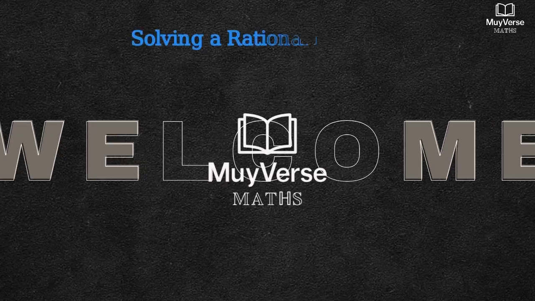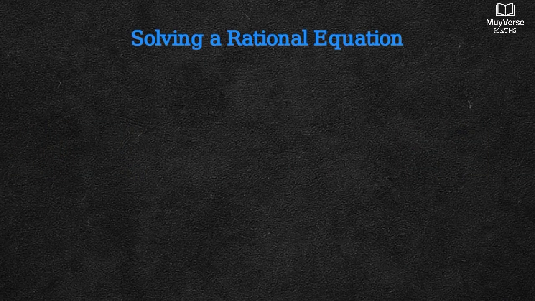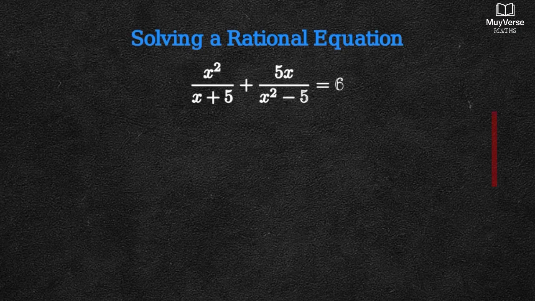In this lesson, we will solve the equation x squared divided by x plus 5, plus 5x divided by x squared minus 5, equals 6. We'll proceed step by step and highlight the important ideas as we go. First, let's display the equation clearly.